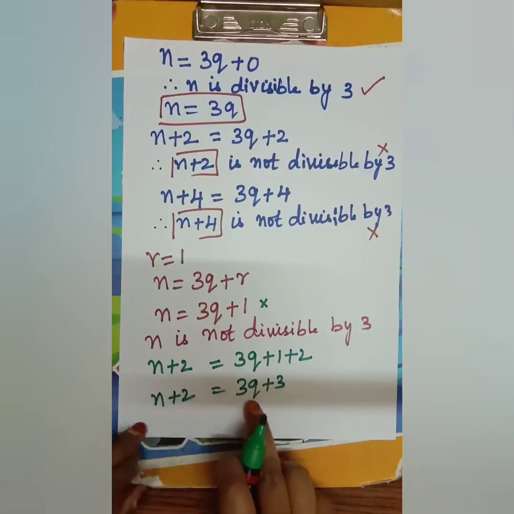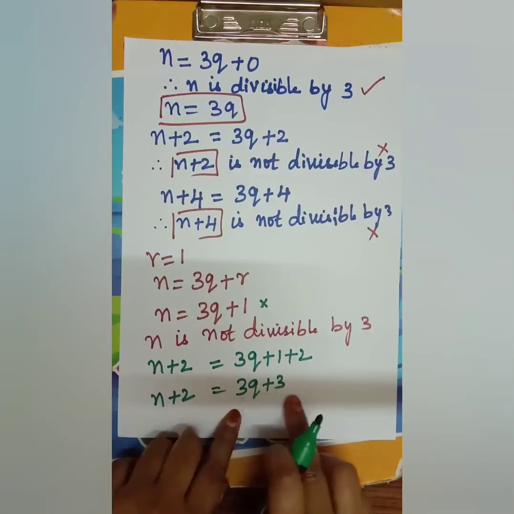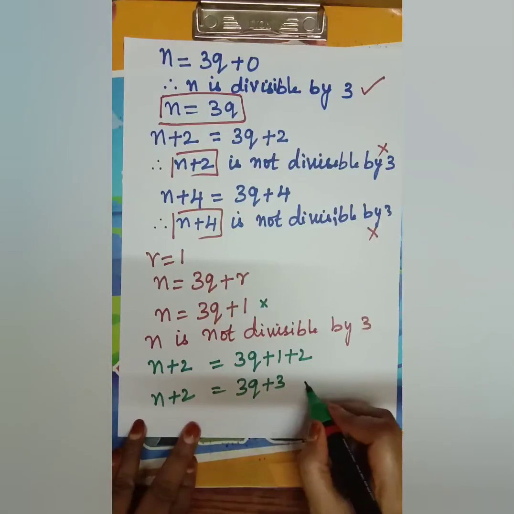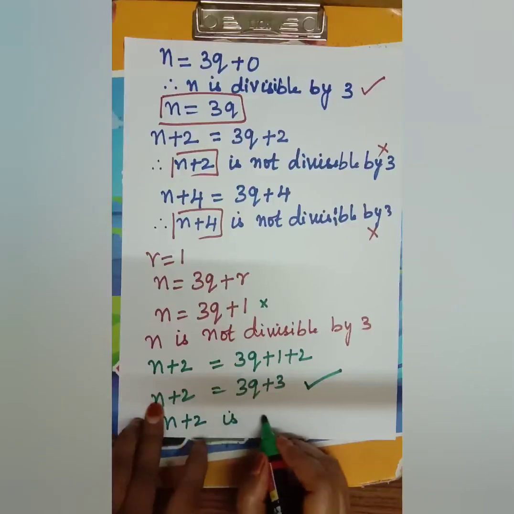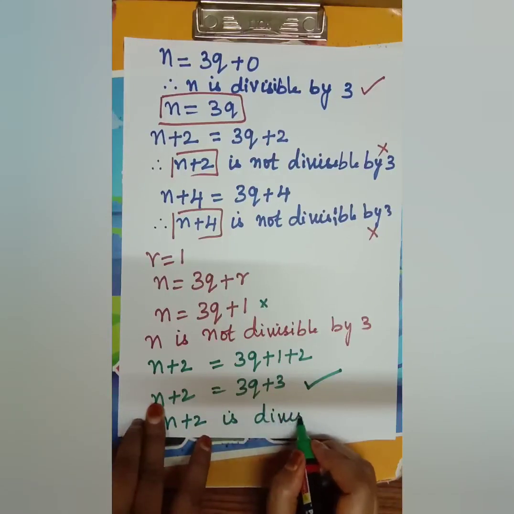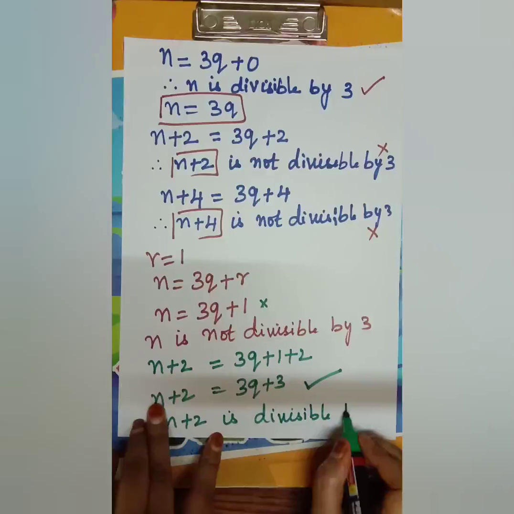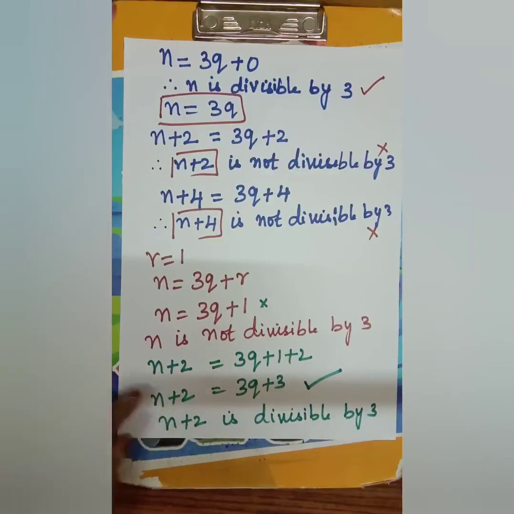Put q value as 1. 3 ones are 3, 3 plus 3 is 6. Yes, it is divisible by 3. That is n plus 2 is divisible by 3. Next we have to check whether n plus 4 is divisible or not.